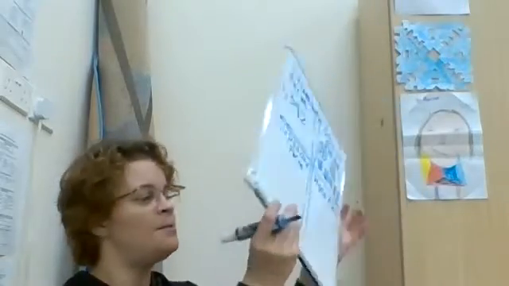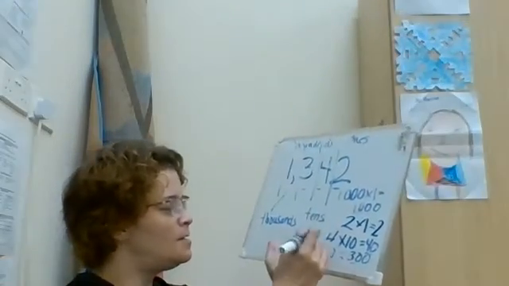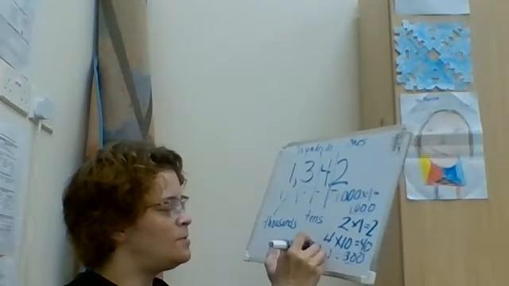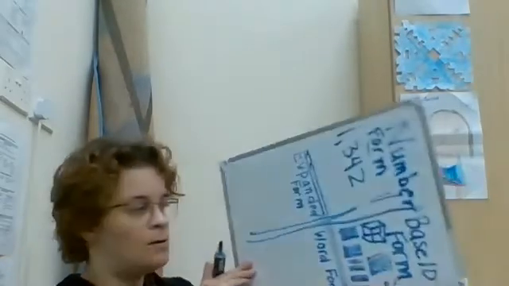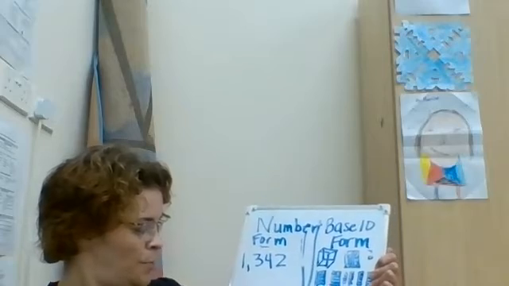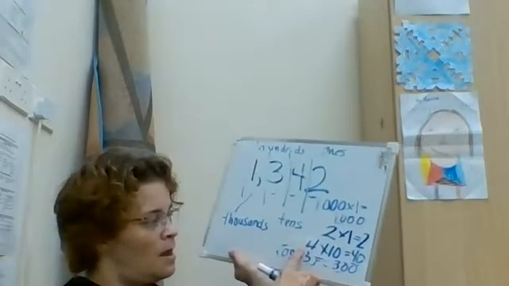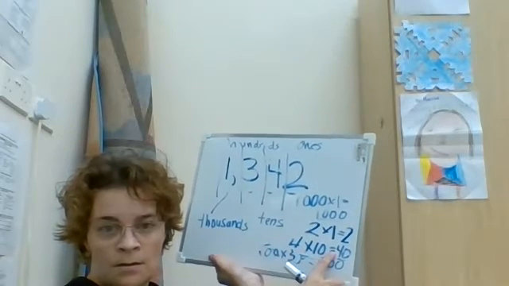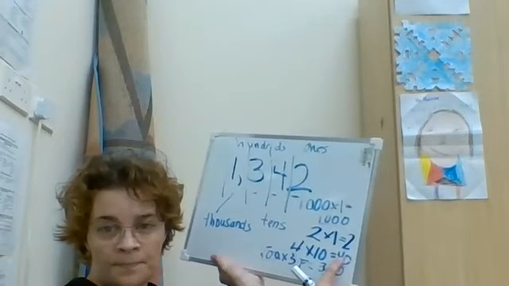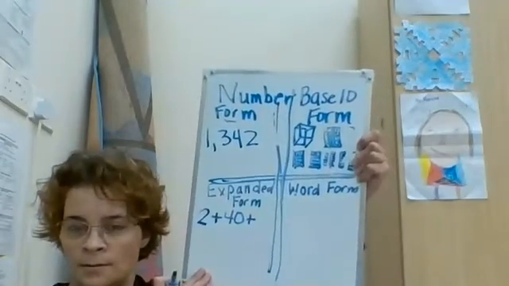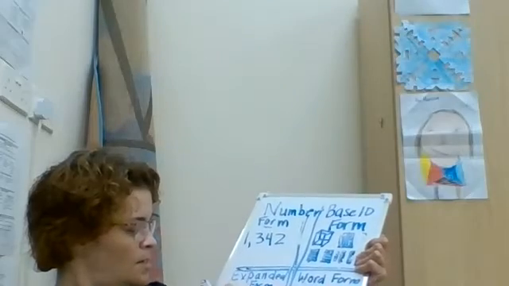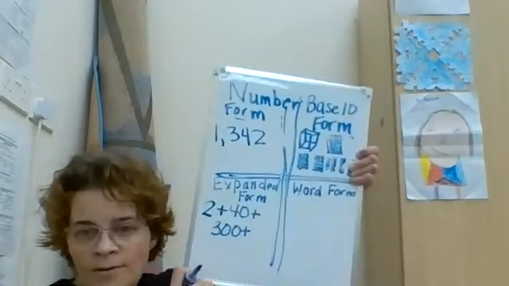Expanded form is the same thing as what we talked about over here. Did I mess it up? I did already, didn't I? 100 times 3. Okay, so I said we have how many ones? Right? 2 ones, 2 plus how many 10s? It's 4, right? 4 times 10 is 40 plus how many 100s? 300. Very good. 300 plus how many 1000s? 1. Right. Plus 1000.